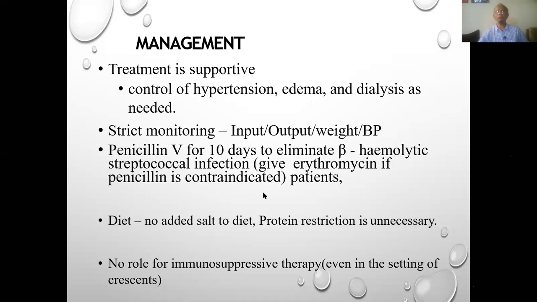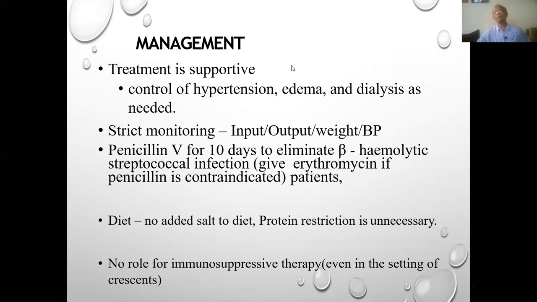In case of diet, you have to measure the intake-output chart. That is, fluid intake should be restricted: output plus 500 cc, or you can restrict it to 1 liter. No added salt to the diet, and protein restriction is usually unnecessary. And there is no role of immunosuppressive therapy, even in the setting of crisis.